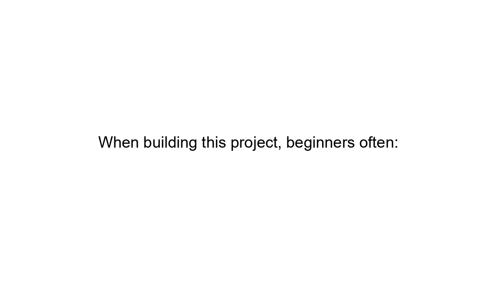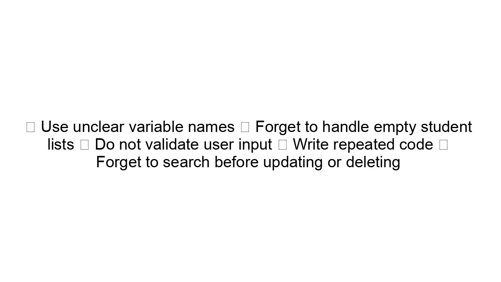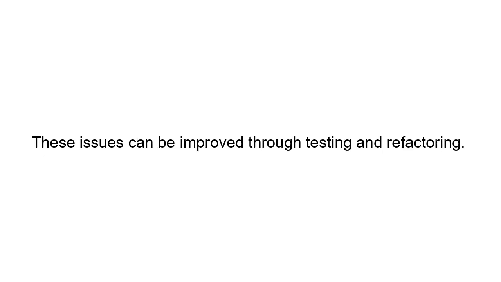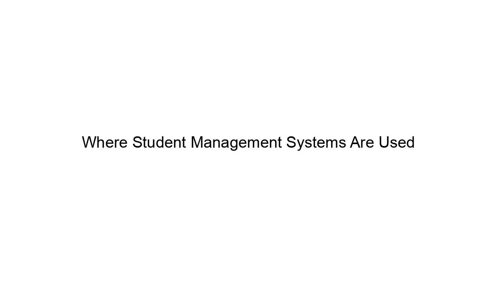Common mistakes beginners make. When building this project, beginners often use unclear variable names, forget to handle empty student lists, do not validate user input, write repeated code, and forget to search before updating or deleting. These issues can be improved through testing and refactoring.